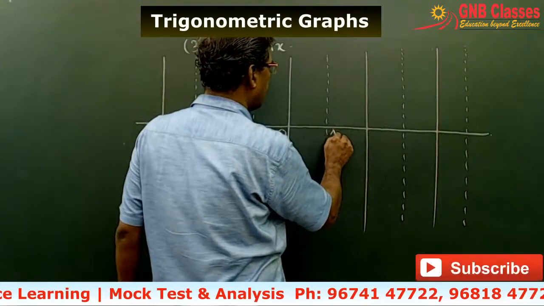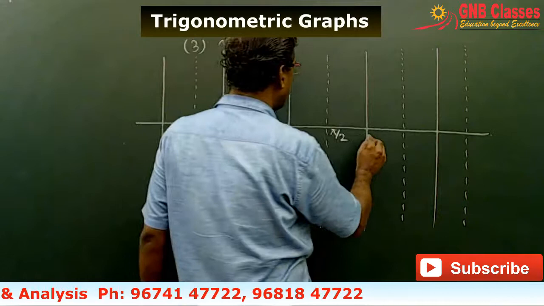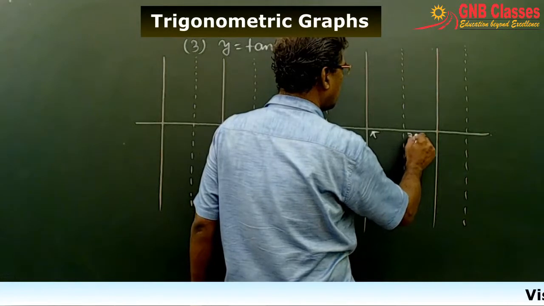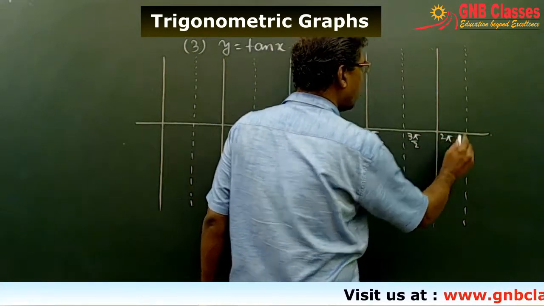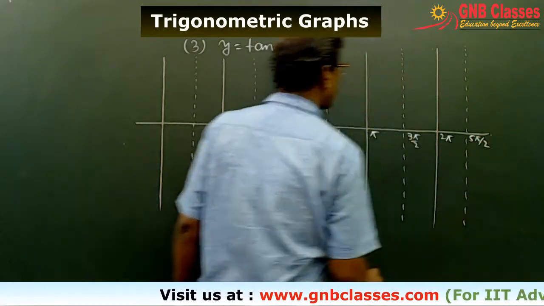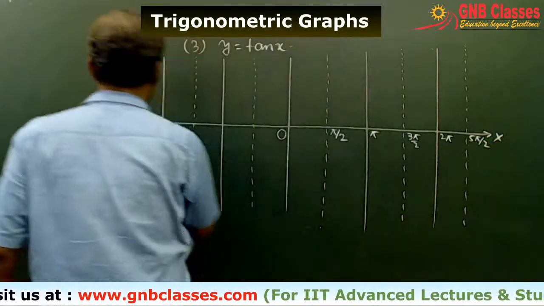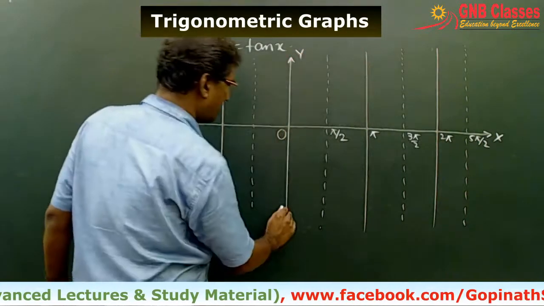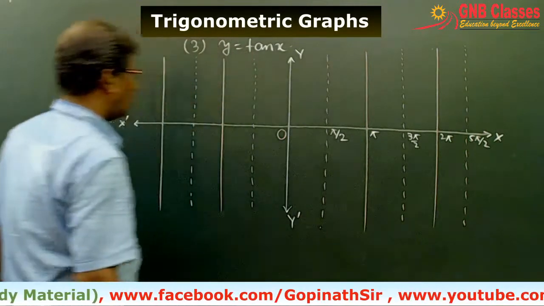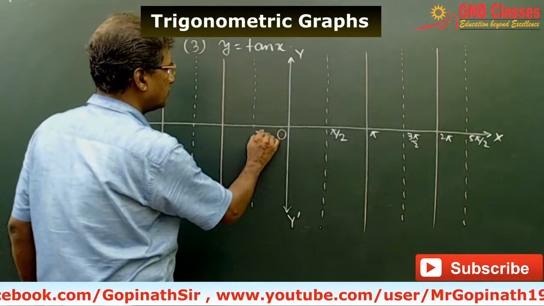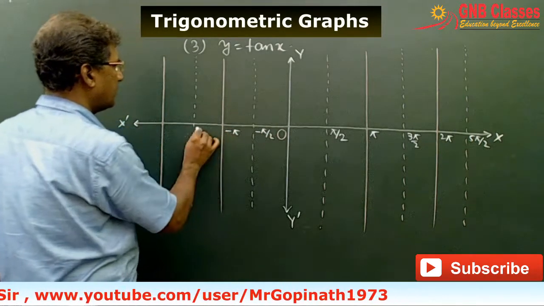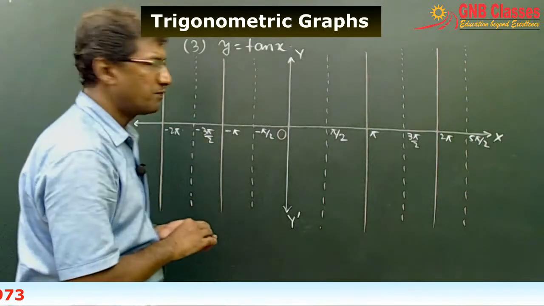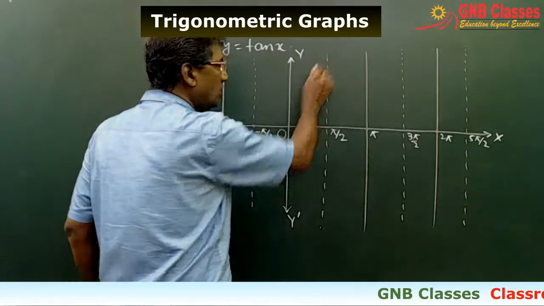This is pi by 2, this is pi, 3 pi by 2, 2 pi, 5 pi by 2, and this goes on. This is our x-axis, and this is our y-axis. This is minus pi by 2, minus pi, minus 3 pi by 2, minus 2 pi, and this goes on. Is it clear? Now your tan x graph looks like this.